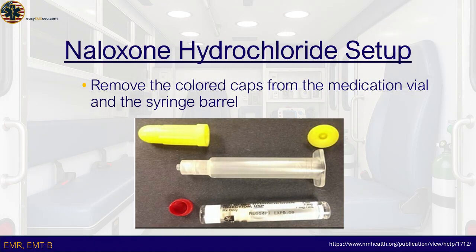To begin preparing the medication for administration, remove the colored caps from both the medication vial and the syringe barrel. This step exposes the connection points and allows you to assemble the components properly. Make sure to keep the exposed ends sterile by avoiding contact with any surfaces. Removing the caps is essential to ensure a secure and leak-free connection when attaching the vial to the syringe or connecting other necessary devices, such as an atomizer or needle, depending on the intended route of administration.